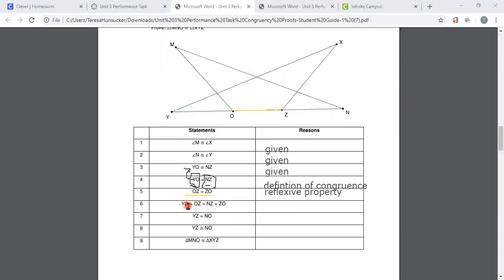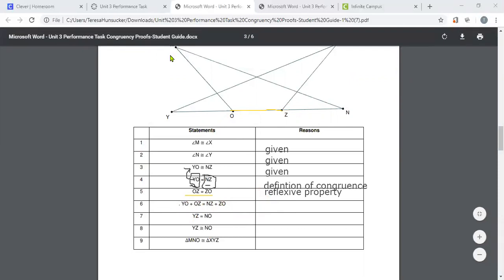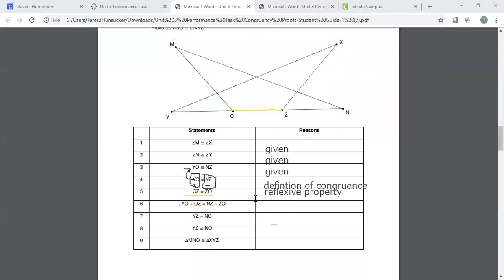Now in statement 6, if you notice they're adding ZO to both sides. When you're solving an algebraic equation and you're trying to solve for X and you add a number to both sides, that is called the addition property of equality. So since we're adding OZ to both sides, I'm going to call that the addition property. All right, some of you might call it the additive property.